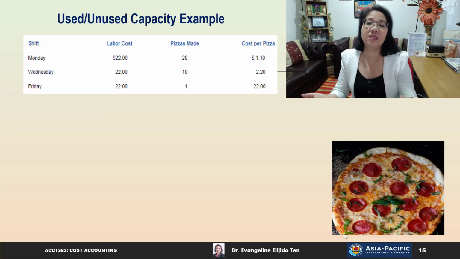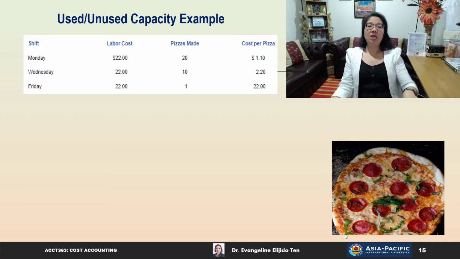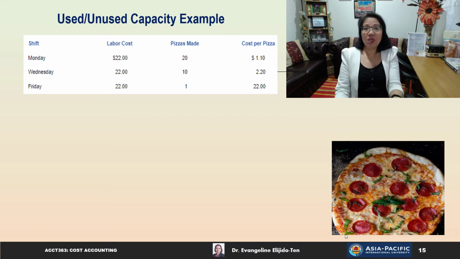Now on Wednesday, let's just say business was quite slow. We still pay our workers $22, but we only needed to make 10 pizzas. That was the only demand. And so the cost of labor per pizza would be $22 divided by 10, $2.20.